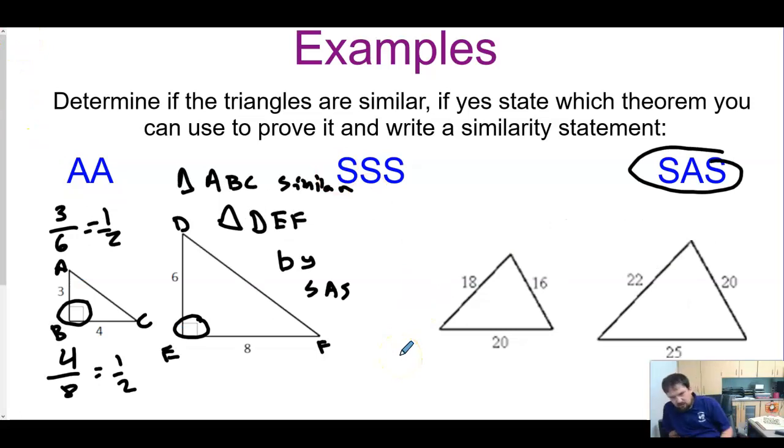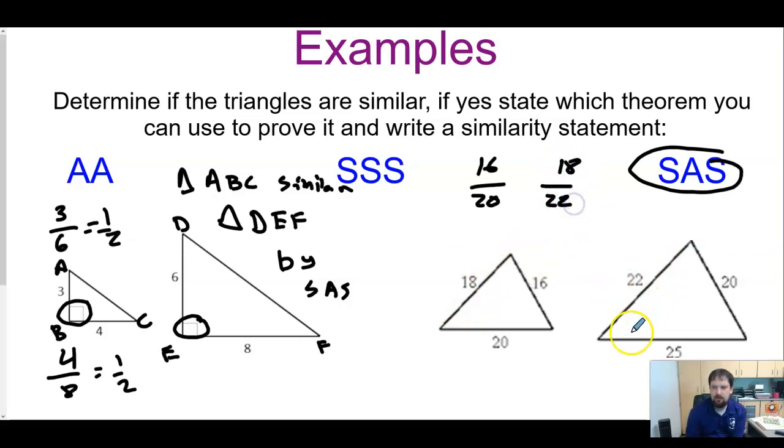Okay, and then this last one. It looks like they gave us 3 sides, so we need to see if all 3 of those sides are proportional to their corresponding sides. Let's take the smallest side, which is 16. The smallest side here is 20, so we're going to take 16 over 20 and figure out what that proportion is. Then we're going to take 18 and 22, and then 20 over 25, to figure out what those proportions are.